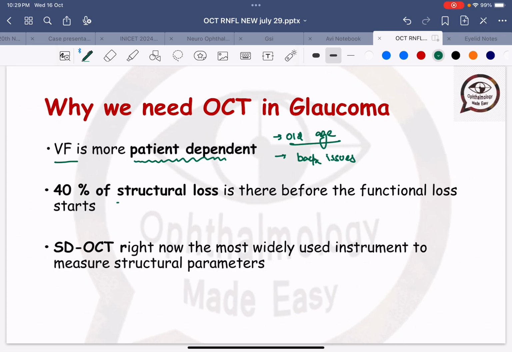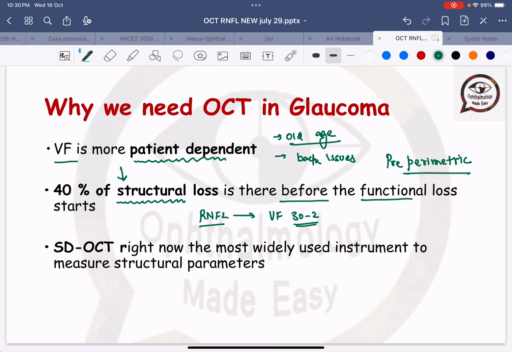And also, a very important thing is that 40% of the structural loss is there before the functional loss is there. That means a lot of RNFL fibers are already dead before you would see it in the standard visual fields that you do. Okay, so that is why it is important. The patients can have glaucoma even if their visual field is normal. So that is basically called pre-perimetric glaucoma.